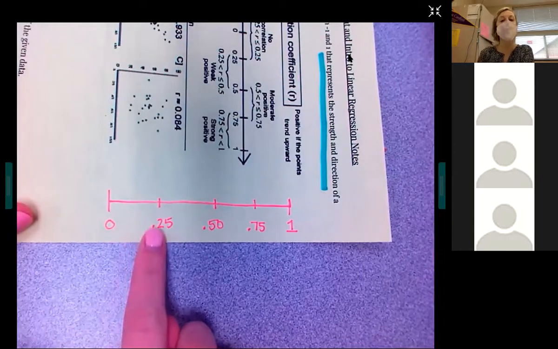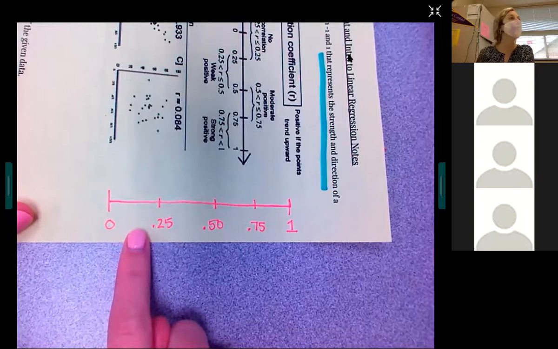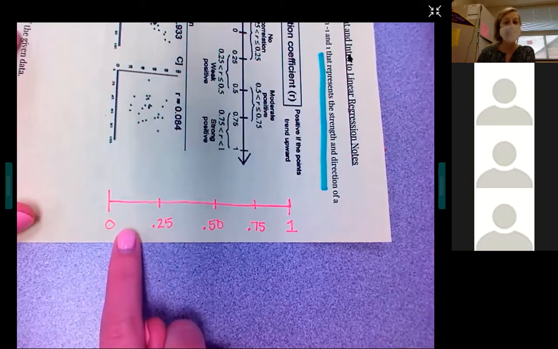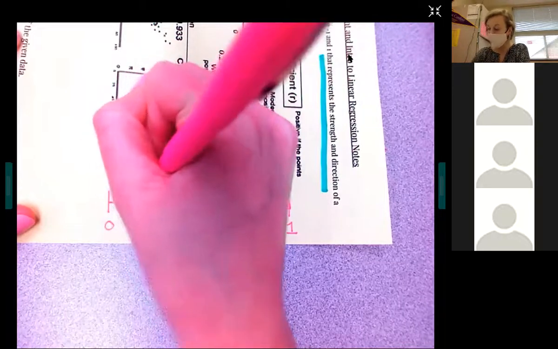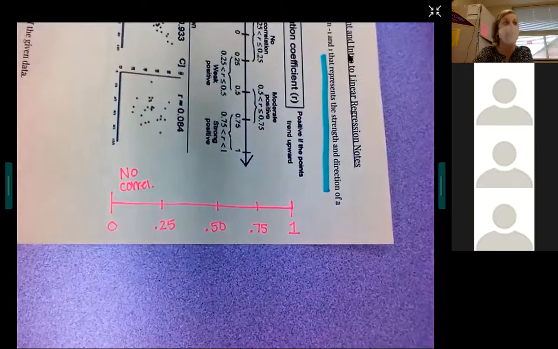Let's talk about it. If you have less than a quarter, can you get anything from McDonald's? No, you can't even get a cup of ice. A cup of ice is a quarter, which is ridiculous because it's literally frozen water. You can't get anything. So that is no correlation. If they tell you the R value is less than a quarter, that is no correlation. You can't get nothing.